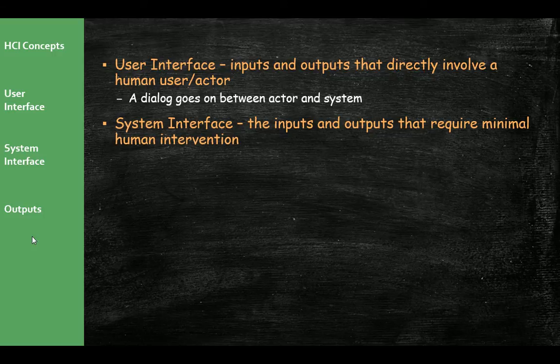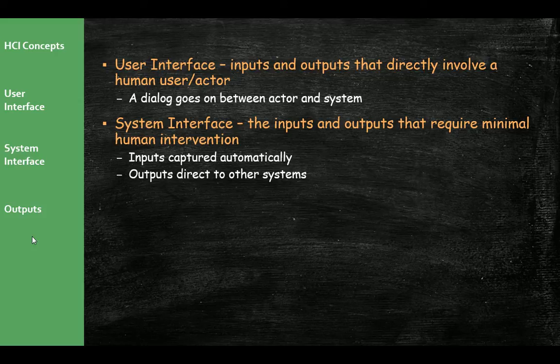So a dialogue goes on between the actor and the system, which we're going to talk about, and how to think about those dialogues. A system interface, on the other hand, is the inputs and outputs that require minimal human intervention. These are inputs that are typically captured automatically, and outputs direct to other systems, printed and distributed outputs such as statements and reports and printouts and things like that.